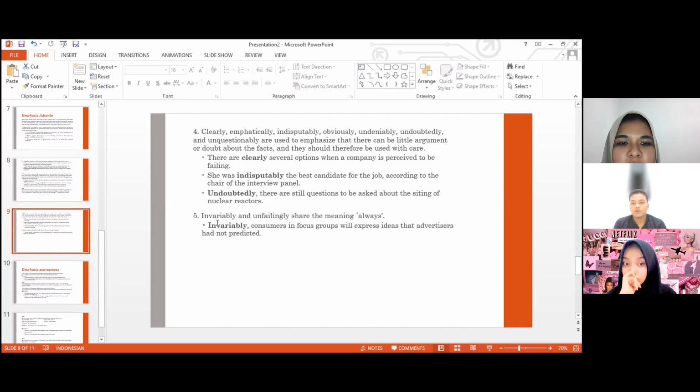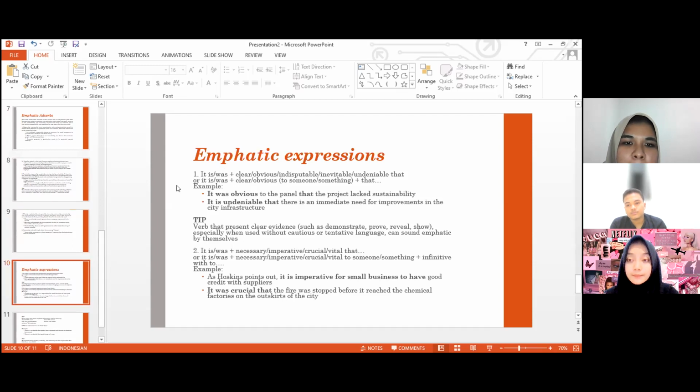And number five is invariably and unfailingly share the meaning always. The example is invariably consumers in focus groups will express ideas that advertisers had not predicted. And emphatic expressions. The first is it is or was plus clear, obvious, indisputable, inevitable, undeniable, plus that, or it is or was plus clear, obvious, to someone or something plus that.